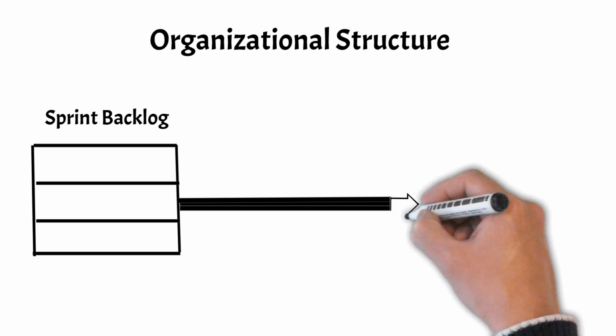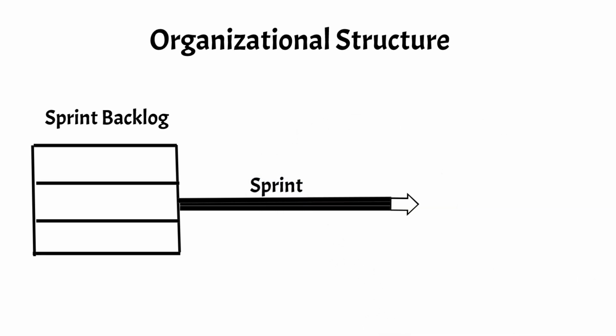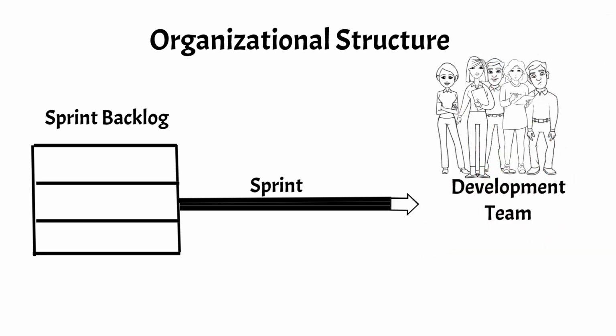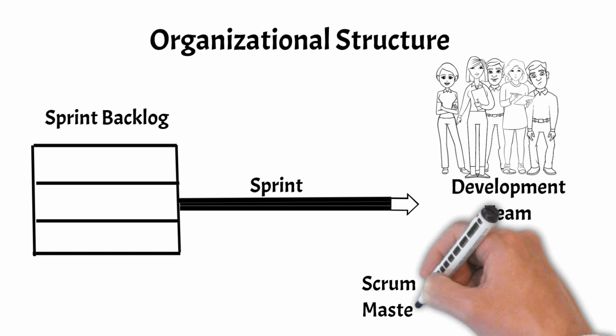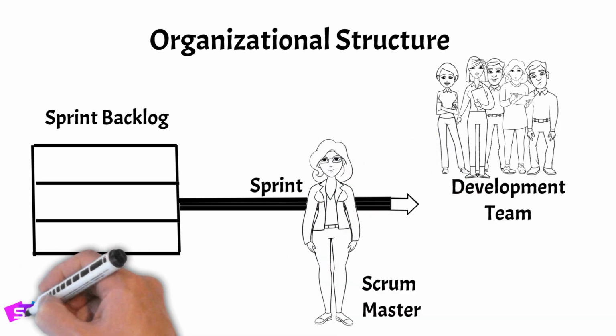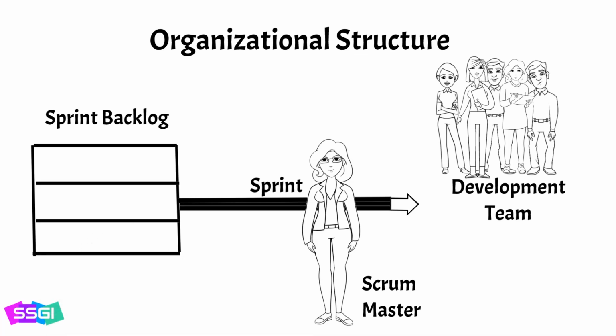How are project participants organized? Those responsible for executing tasks are considered the development team. To the extent possible, the team is self-directed and it is responsible for delivering the expected results. The Scrum Master oversees the development team to ensure that the Scrum process is followed.